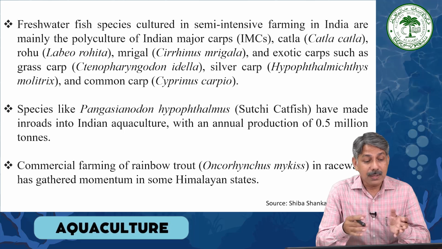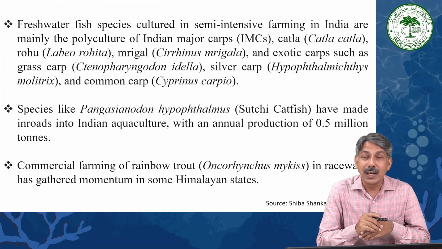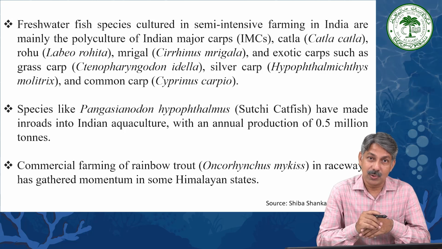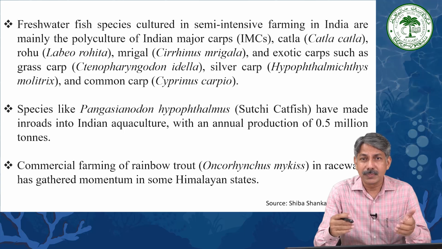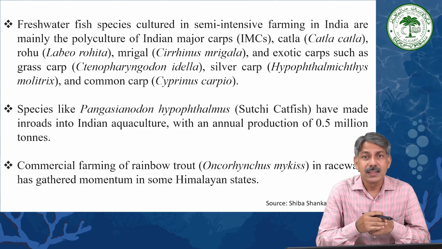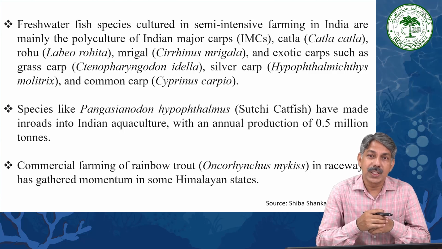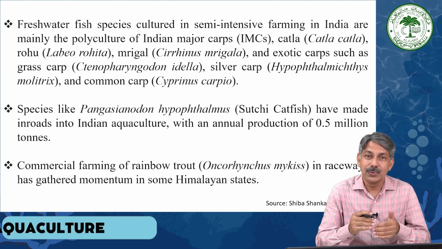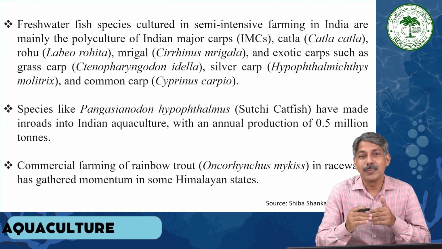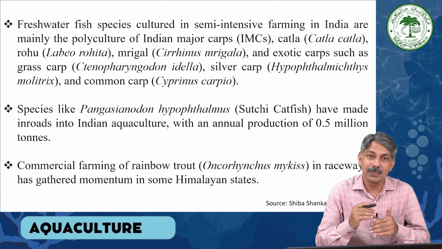Then, what are the different types of species which are usually cultured under the semi-intensive aquaculture system? In India and other countries of this subcontinent, we use Indian major carps, and that is the first choice: katla on the surface, rohu in the column, and mrigal at the bottom.